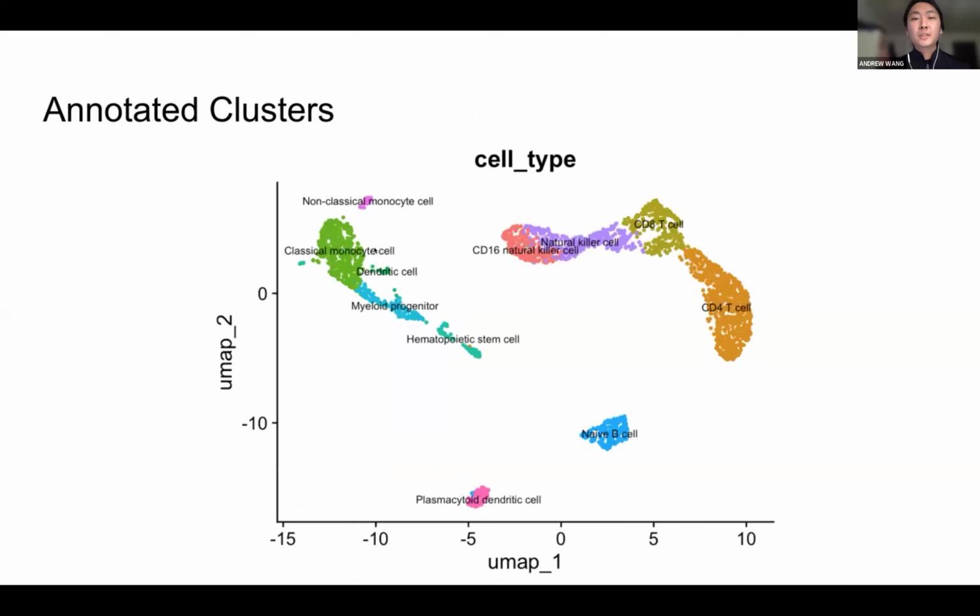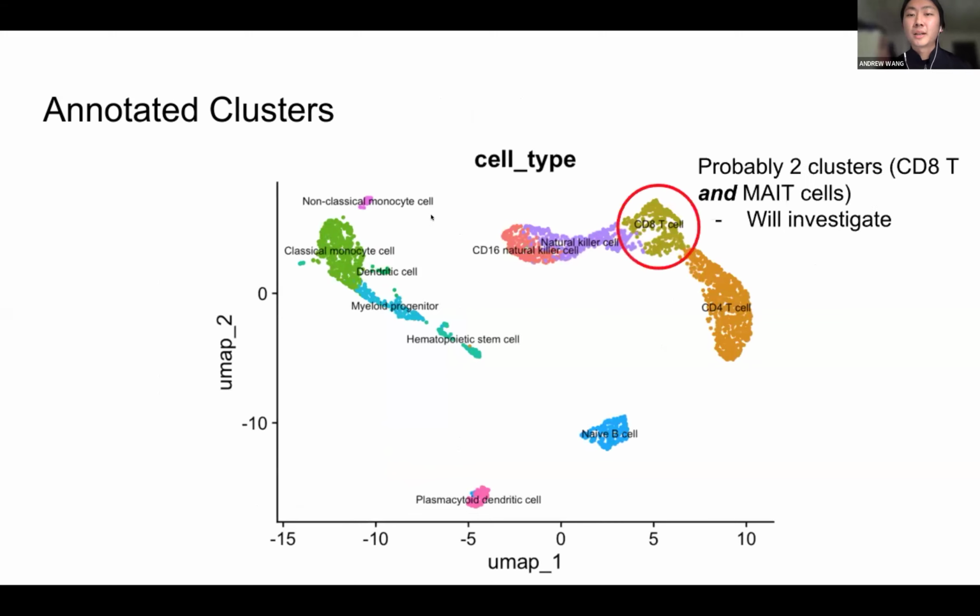I believe I had 12 clusters, and these are the final annotations for my first bone marrow dataset. I'm pretty happy with them. The main thing I want to go back and check is the top right cluster here, which is currently classified as a CD8 T cell. I think there could be two clusters in there, CD8 T and MAIT cells, but I will probably need to go back and work on the clustering to make sure about that one. Yeah, that's it. Thank you.